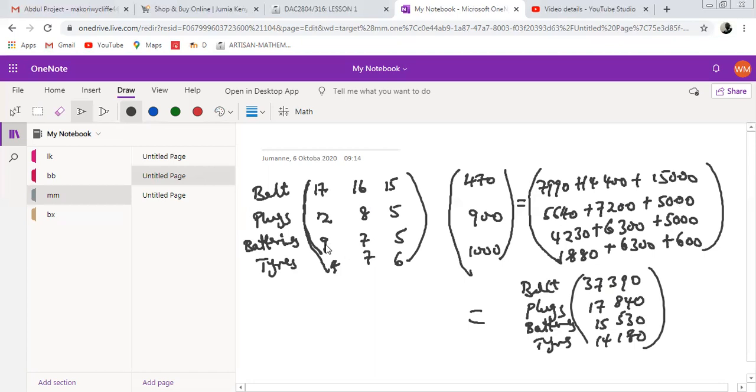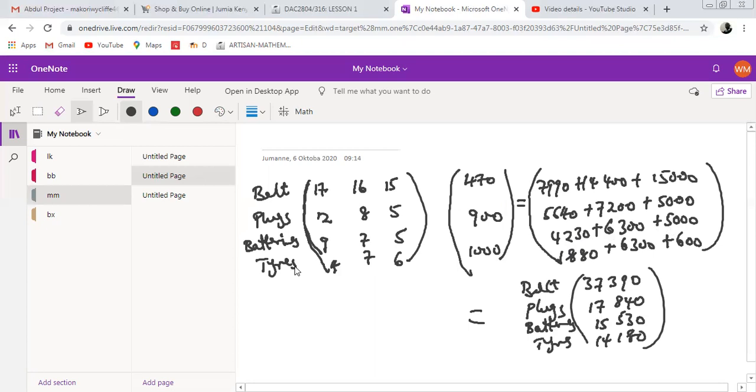For the batteries, you do the same. Each vehicle will require 9, so 9 times 470 for the saloon. Each station wagon will require 7 times their number. 5 for double cabin times their number. That's where you are getting these numbers from.